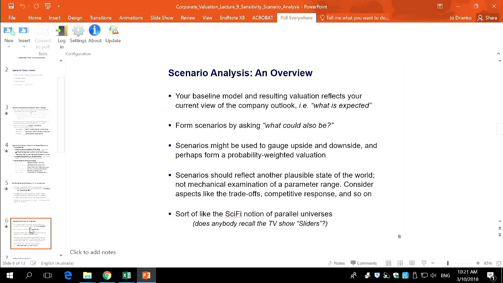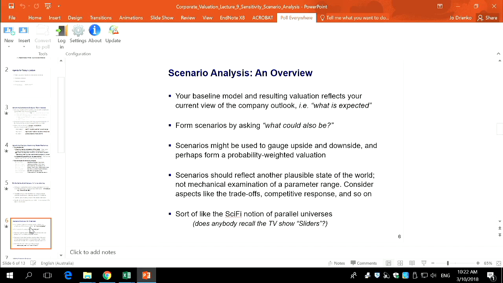Right? So in a scenario, your baseline model and resulting valuation reflect your current view of the economic outlook, the most likely outcome, what you expect. Form a scenario by asking what else could happen in terms of the company. Scenarios might be used to gauge an upside or a downside and perhaps form a probability weighted evaluation. We'll get to that. And scenarios should reflect another plausible state of the world. It's not just one input. It's actually quite a few inputs that change because, let's say, the economy has changed. Right? It should reflect a plausible state of the world, not just a mechanical examination of the parameter range. That's what you did in sensitivity. In sensitivity, essentially, you did a mechanical examination of some key input changing and what happens to the valuation range. Right? Consider aspects like trade-offs, competitive responses, and so on.